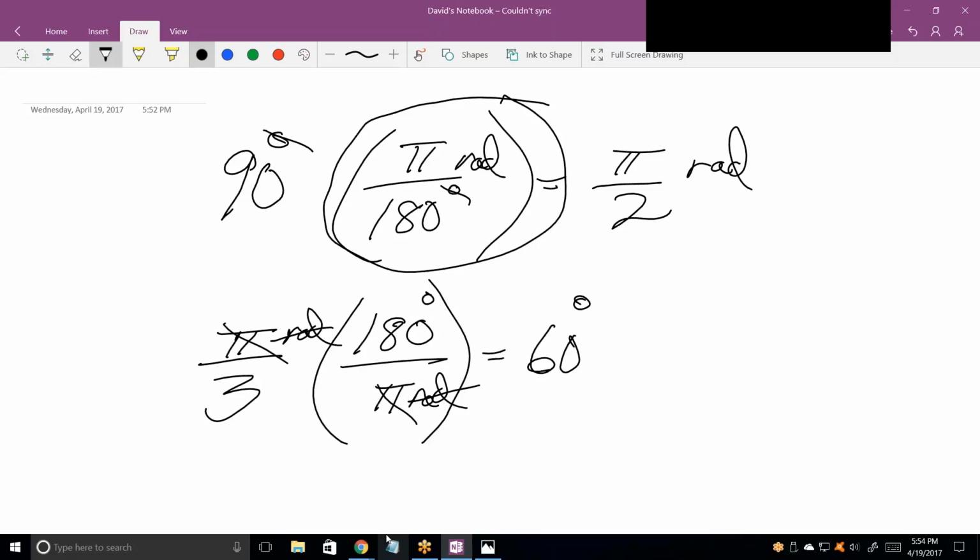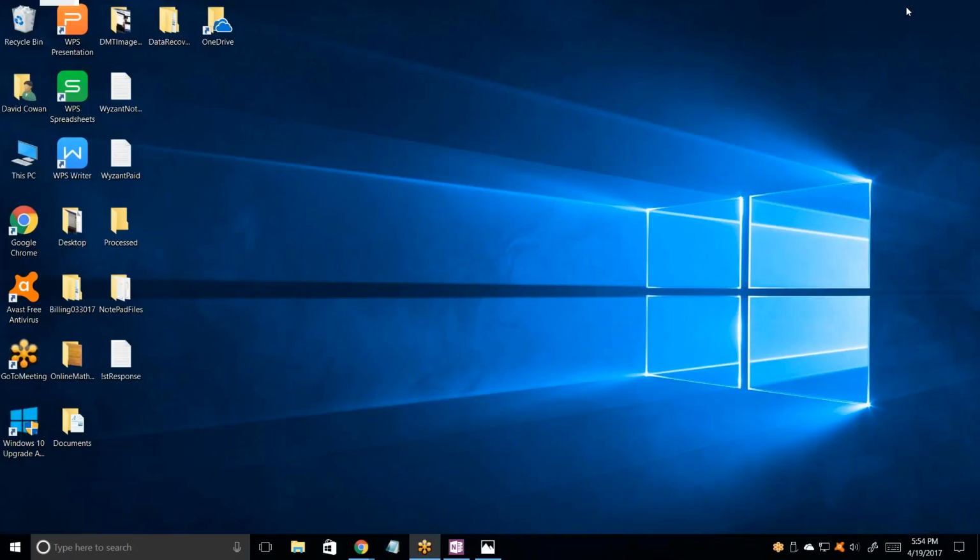Just know that you got to lose what you start with. Here I got to lose degrees and pick up radians, and here I got to lose radians and pick up degrees. It's just that when I use this conversion factor, I end up having to do it on paper. Whereas when I do the method that I showed you, I can do that in my head all day long. So when I'm going from radians to degrees, I do it in my head. When I'm going from degrees to radians, I do it on paper.